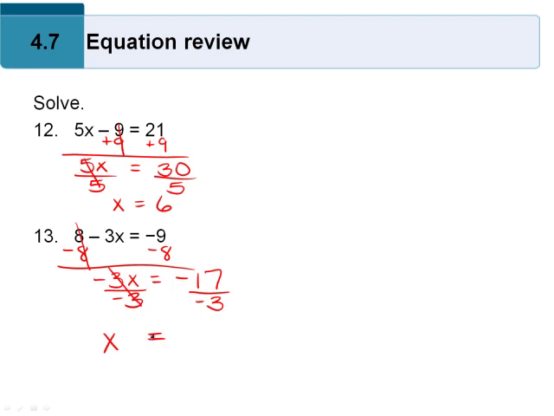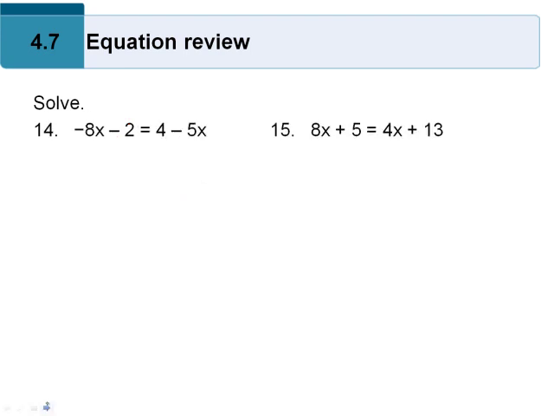Now over here, be careful. Even though I can't do anything with 17 over 3, you could change it to a mixed number, but you want to leave it as an improper fraction. So you can't reduce that, but you must simplify the signs. Two negatives on a fraction, you must enter it and give your answer as a positive 17 over 3.